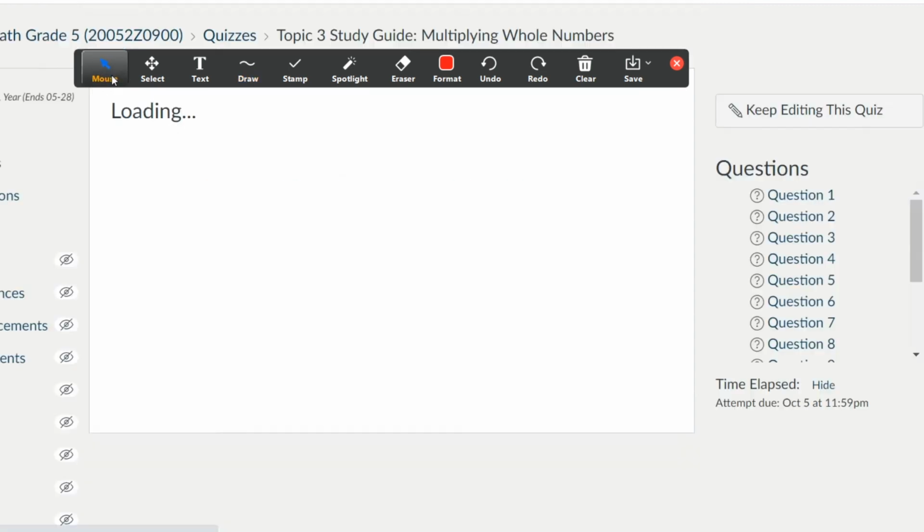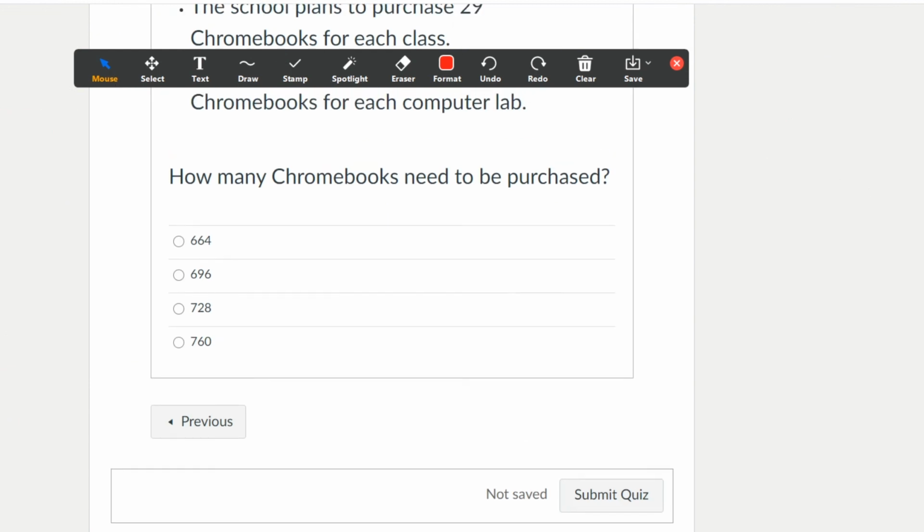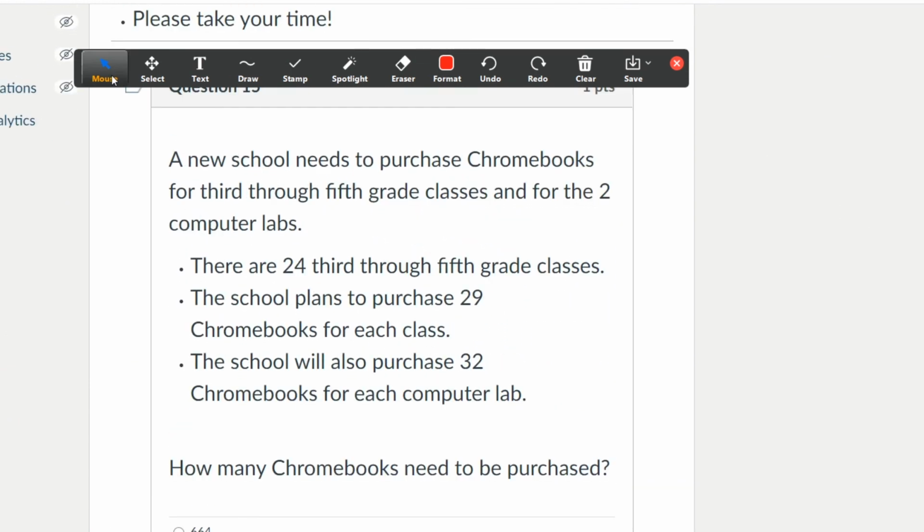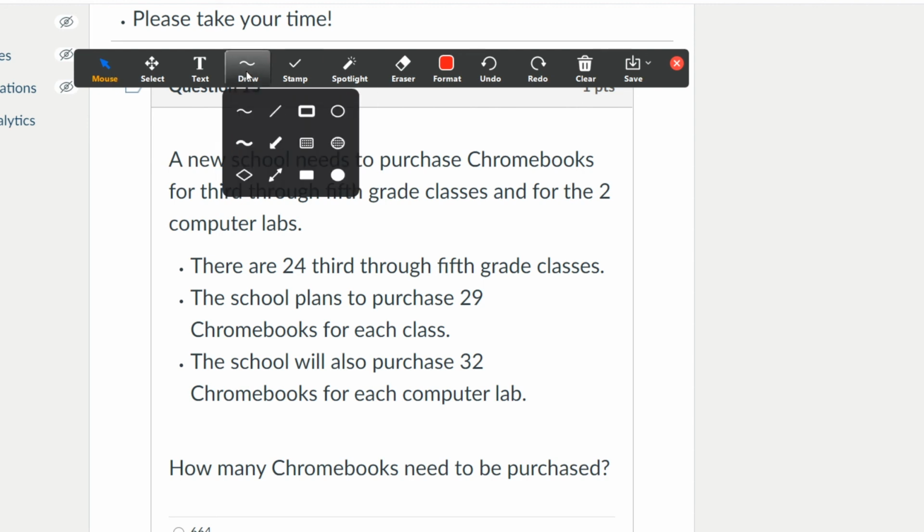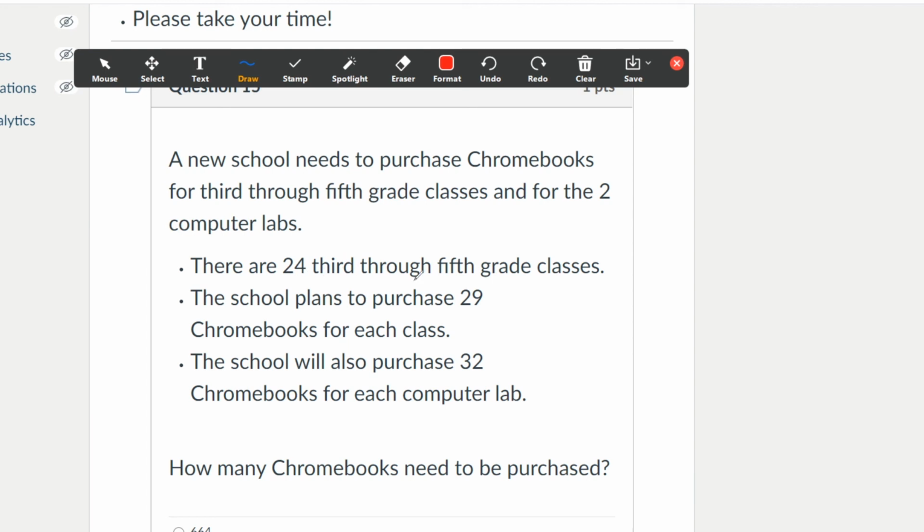And finally, number 15. A new school needs to purchase Chromebooks for 3rd through 5th grade classes and for the 2 computer labs. There are 24 3rd through 5th grade classes. The school plans to purchase 29 Chromebooks for each class. The school will also purchase 32 Chromebooks for each computer lab. How many Chromebooks need to be purchased? Well, if there's 24 classes from 3rd through 5th and they need 29 Chromebooks for each one, I know that's going to be 24 times 29.